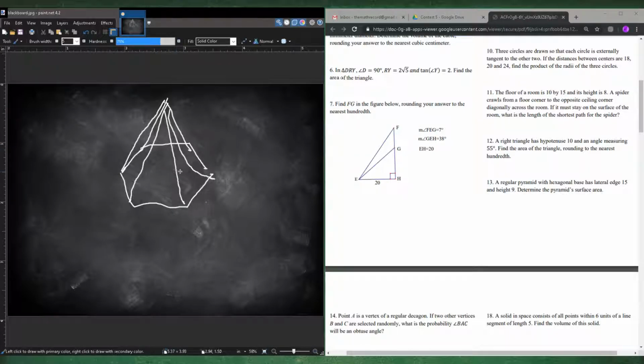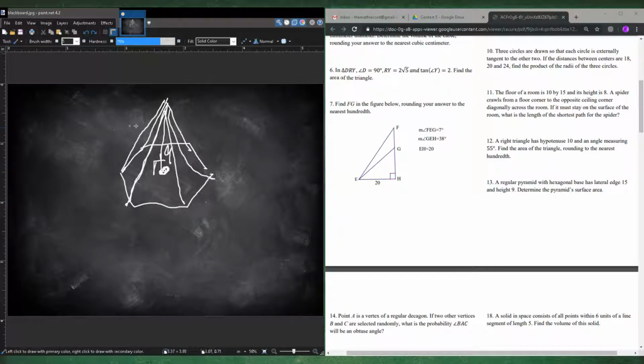Okay. So there are 6 faces, and there's the base on the bottom. So you have to add all those together. They said that the height is 9. So let's say there's a point right here. This is the height of 9, and then a lateral edge of 15. So each of these edges is 15.